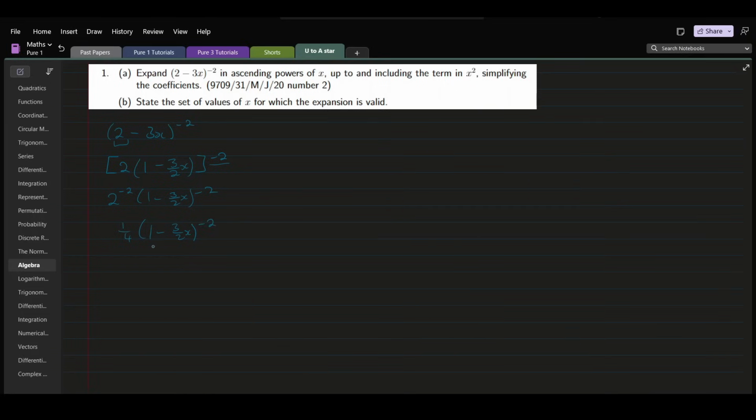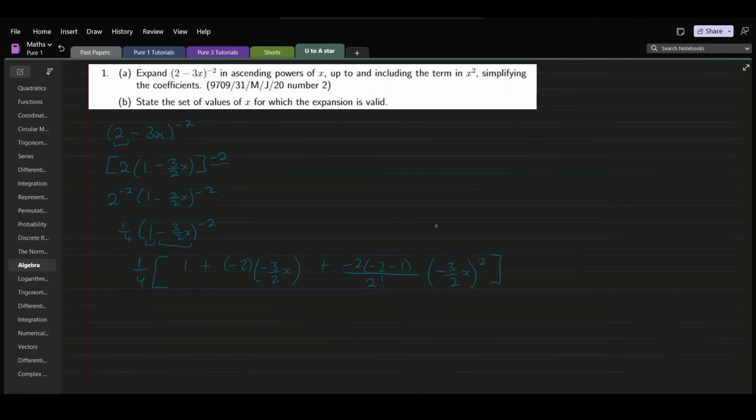And now we can use the formula for binomial expansion when n is rational. So we have our 1 over here, and then negative 3 over 2x will represent x. So this becomes a quarter. Then let's open up big square bracket. Then we've got 1 plus n, which is negative 2, times x, which in our case is negative 3 over 2x, plus n, which is negative 2, n minus 1, and this is over 2 factorial multiplied by x, which is negative 3 over 2x, and this should be squared.